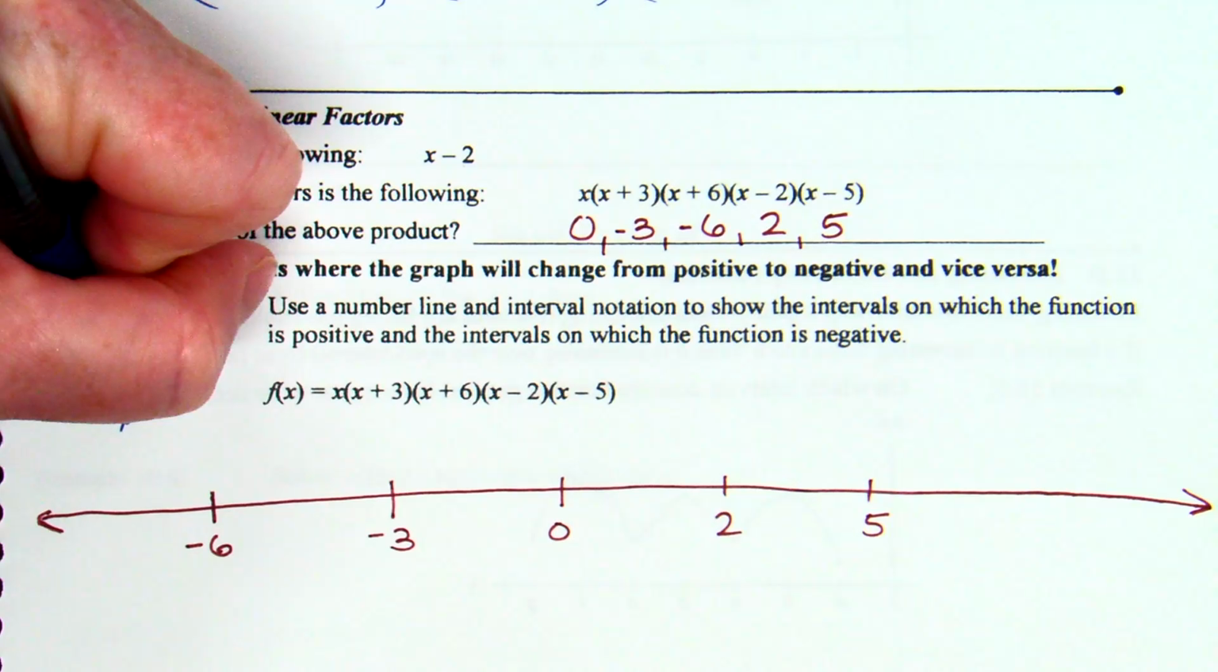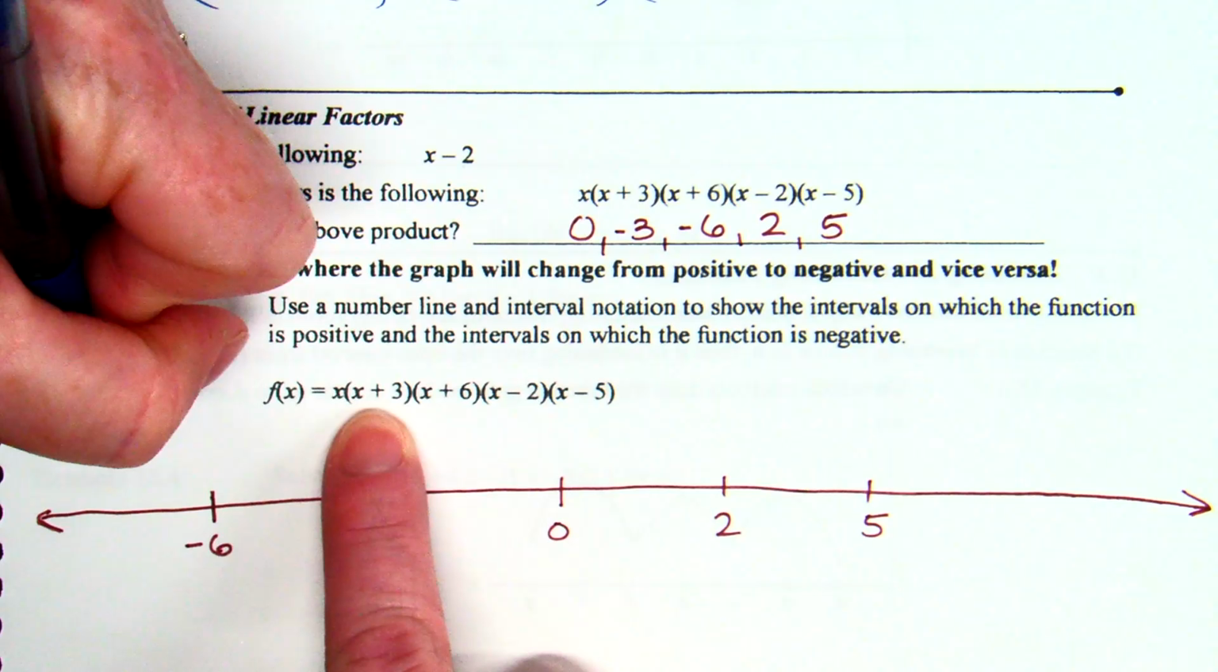We don't need to grab a calculator here. But, okay, -7. When you put it in for x, it's going to be a negative factor, correct? What about -7 plus 3? That's going to be negative. -7 plus 6? Negative. -7 minus 2? Negative. -7 minus 5? Negative. When you have an odd number of negatives, it'll be negative. 5 negatives, an odd number of negatives, multiplies to be a negative. So this interval is going to be negative.